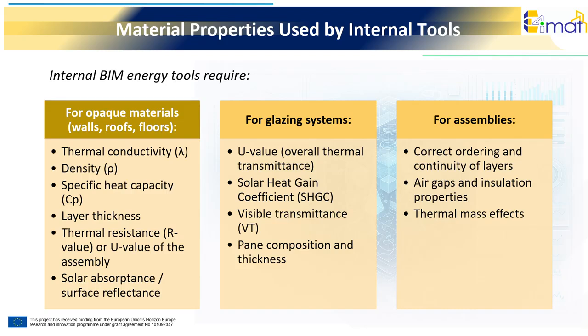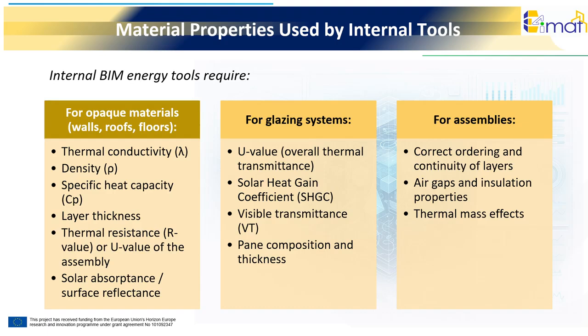One of the most important aspects for material developers is understanding which material properties these internal BIM simulation tools actually use. Both Revit Insight and ArchiCAD ECOStar rely on a small set of essential thermal and optical parameters to estimate how materials influence building performance. For opaque components, such as walls, roofs, and floors, the tools use thermal conductivity, density, and specific heat capacity to model heat transfer and thermal mass.